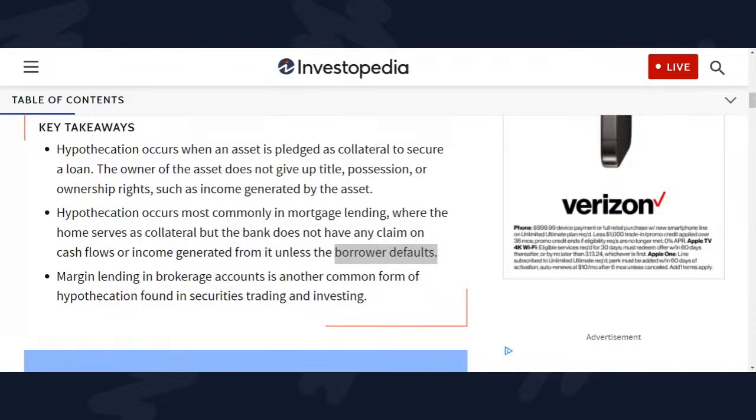Margin lending in brokerage accounts is another common form of hypothecation found in securities trading and investing. In case you guys haven't been paying attention, I've been talking about this documentation that I got from the local court that obviously substituted or converted, however you like to term it, the last name of a legal construction for a legal presumption with a firm name, as if I was operating as a brokerage firm making an investment, when that was not so. That's the unlawful conversion. That's not giving full disclosure.